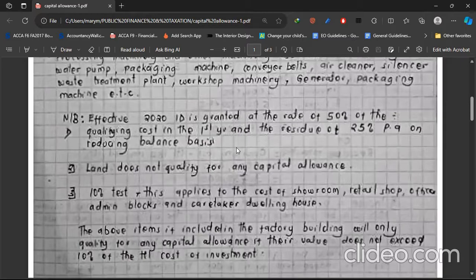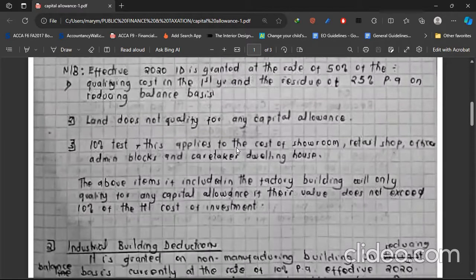Secondly, you just need to understand that land does not qualify for any capital allowance. Land will not be able to qualify for any capital allowance. Number three, we normally discuss an aspect of calculating the 10% test. This normally applies to the cost of the showrooms, retail shops, office administration blocks, and the caretaker's dwelling house, among other assets. These are the assets for which we calculate the 10% test.